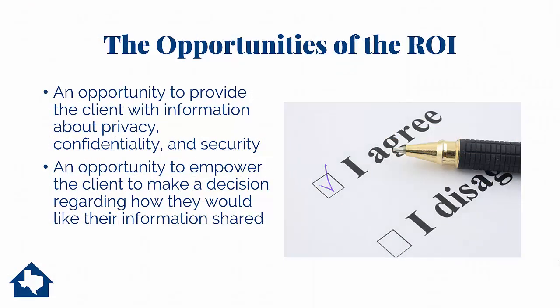In this video, we're going to review the Release of Information document, or the ROI. Each adult in the household, age 18 and over, needs to sign their own ROI. Now think of the ROI as an opportunity to provide the client with information about privacy, confidentiality, and security, so they are providing informed consent. It's also an opportunity to empower the client to make a decision regarding how they would like their information shared in the HMIS, or even if they want to share it.